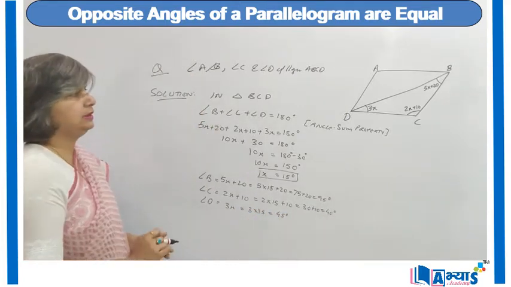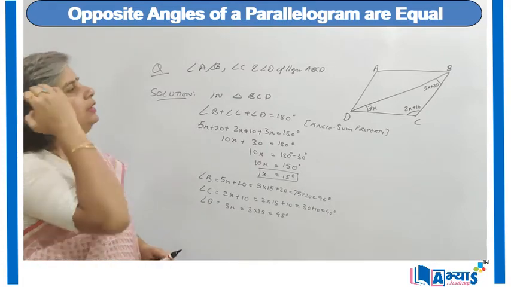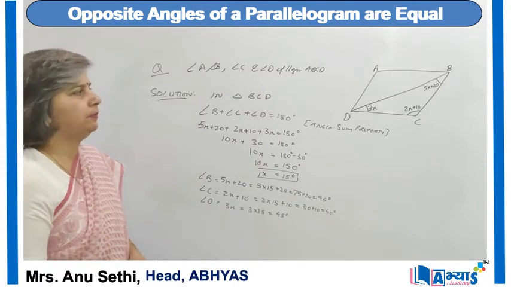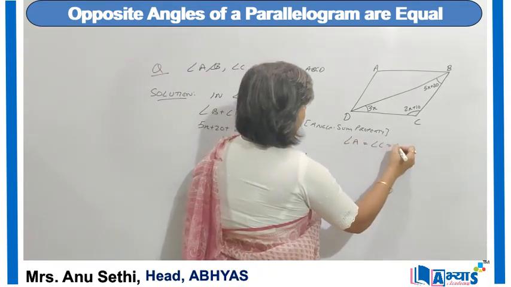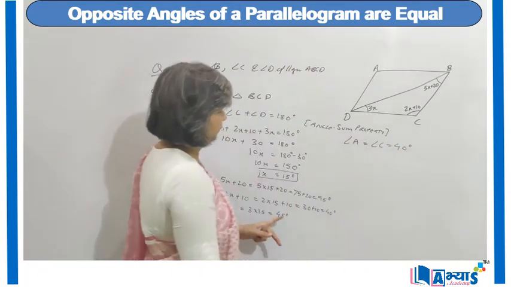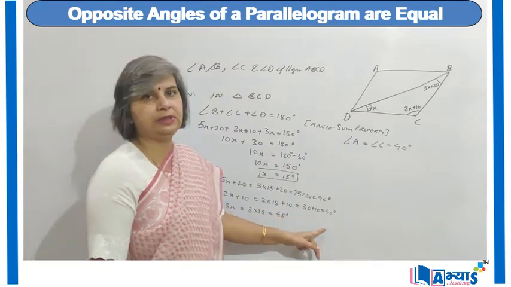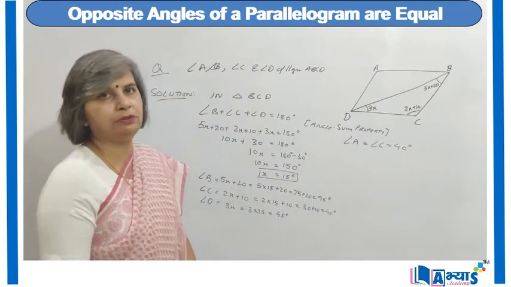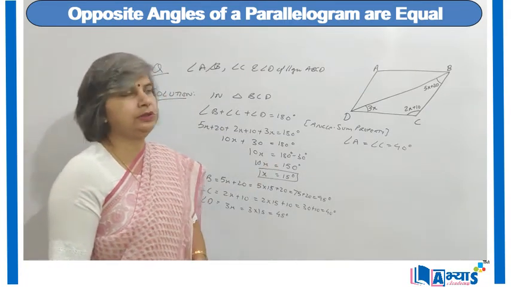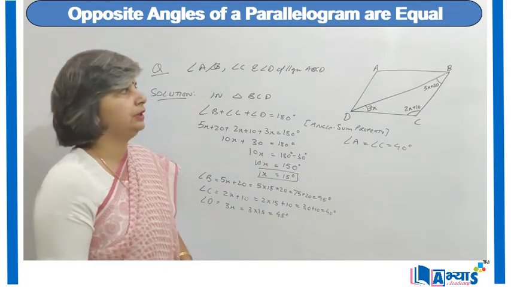Now angle C is 40 degrees, and we know that the opposite angles of a parallelogram are equal. So angle A, which is equal to angle C, will be equal to 40 degrees, because we know that angle C is equal to 40 degrees. So angle A and angle C are opposite angles, both will be equal to 40, so angle A is also equal to 40 degrees.